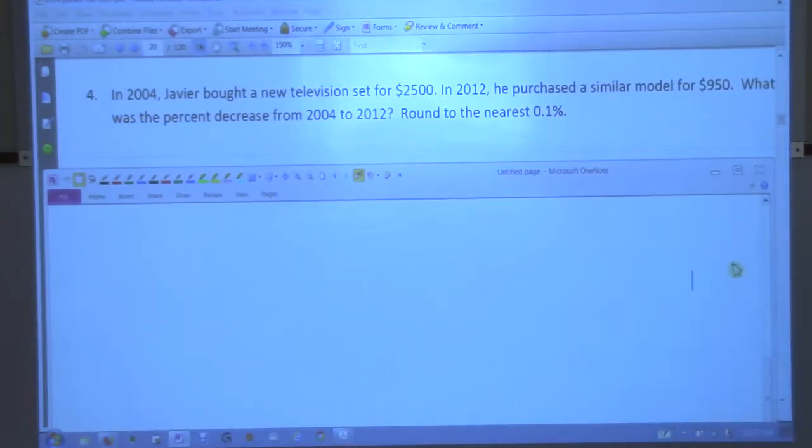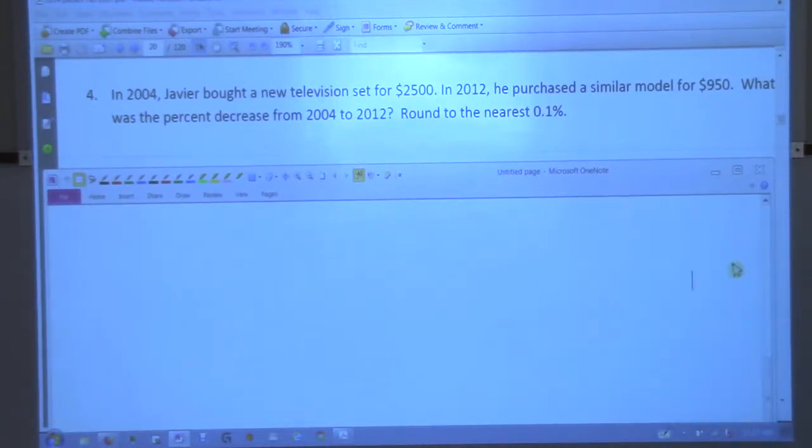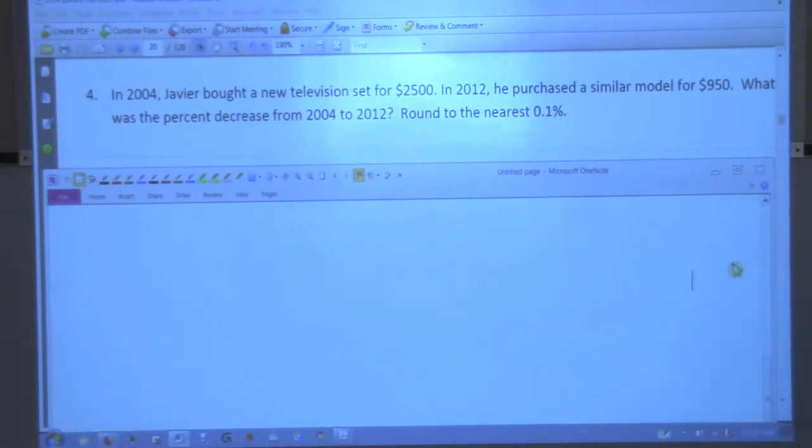Javier, 2004, bought a television for $2,500. That's a nice TV, I guess. In 2012, he purchased a similar model for $950. What was the percent decrease from 2004 to 2012? Round to the nearest 0.1%. So we want a percent decrease, right? Percent decrease, that's what it's asking for.